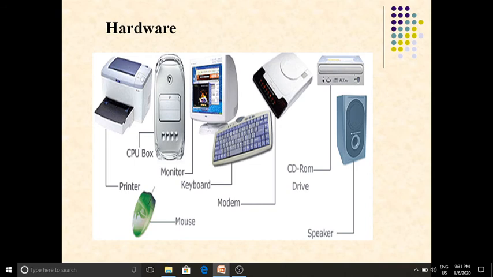Now in this slide we can see some of the hardware components, pictorially shown. This is a printer, you can see here. Okay students, this is printer, this is CPU box, this is monitor, this is keyboard, this is mouse, modem, CD-ROM drive, speaker. Yesterday we have already discussed these in the class, and we have also seen these pictures in yesterday's class. So these are the hardware components in the computer systems.